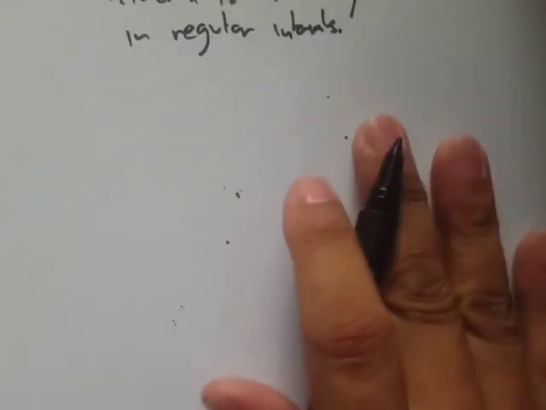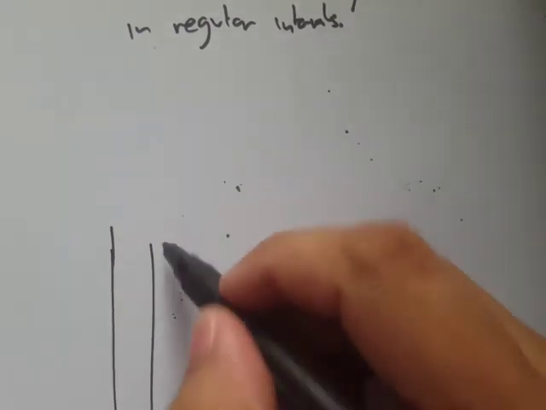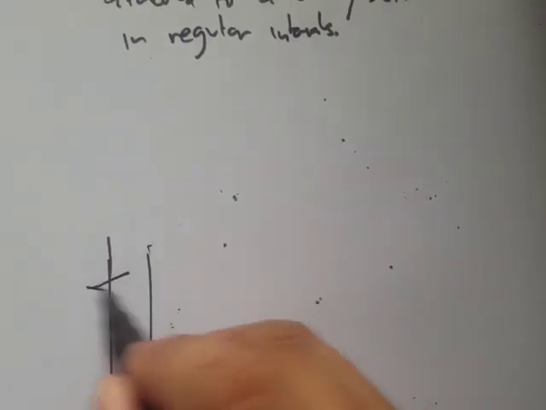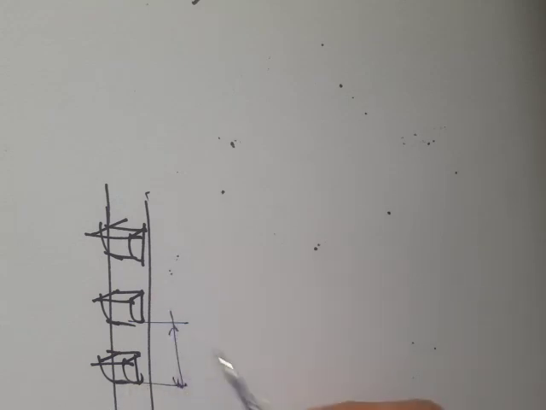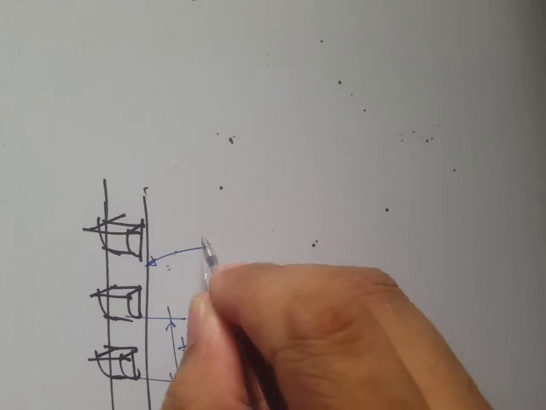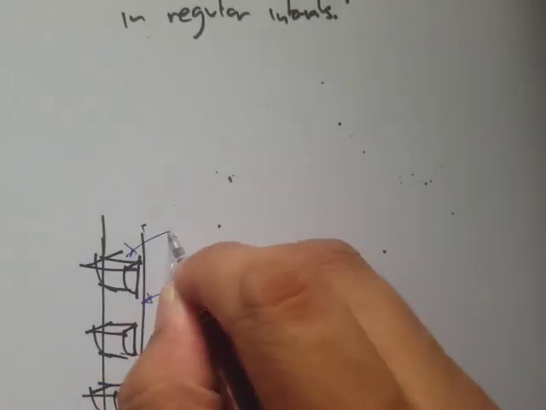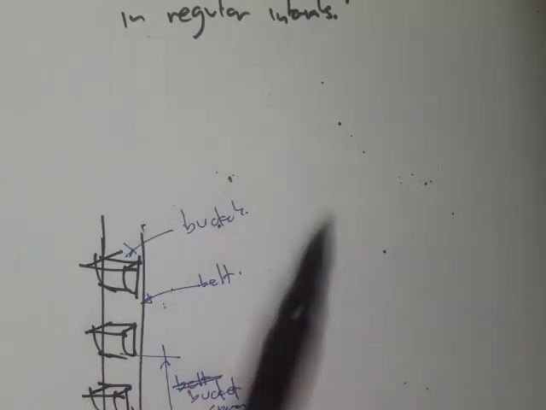Okay, so if you try to draw that, we have actually this belt, for example, and on this belt there are actually buckets that are spaced on an interval. Okay, so meaning that there is spacing from this point to here. So that's, say, that's not belt, that's bucket spacing. Okay, and this one is the belt, and this one is the buckets.